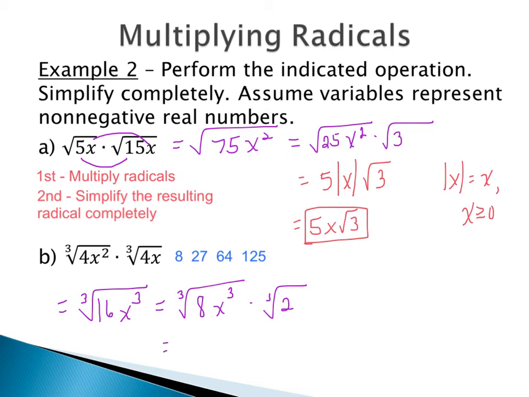So here we have the cube root of 8 is going to be 2. The cube root of x to the third, again, 3 goes into 3 one time, so I have an x to the first, or just x, and then that leftover cube root of 2 will just stay.